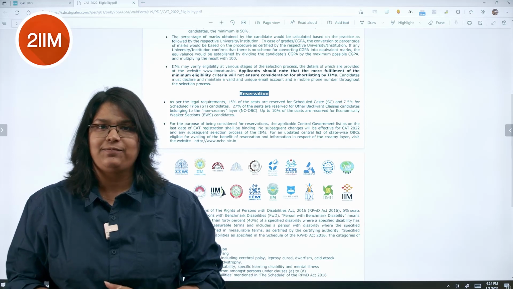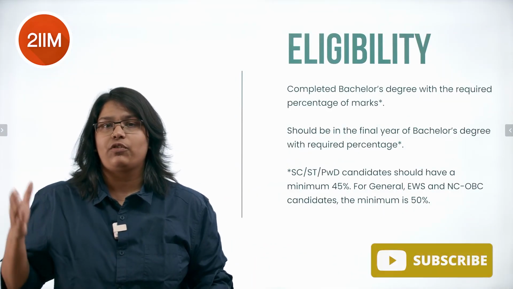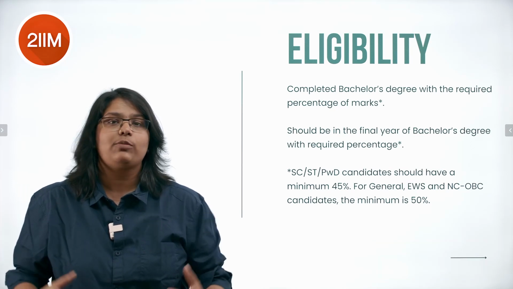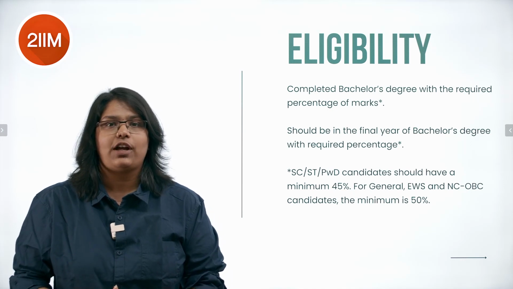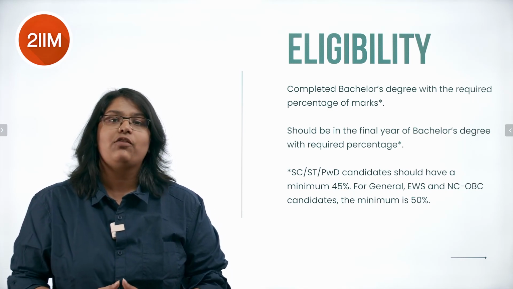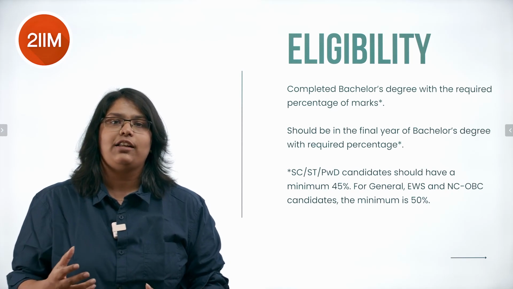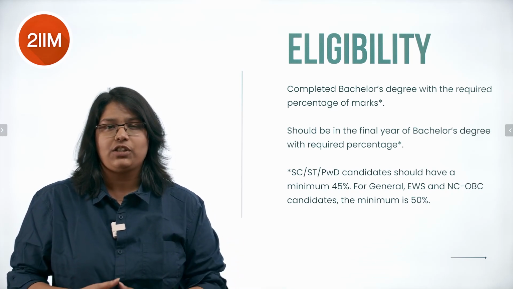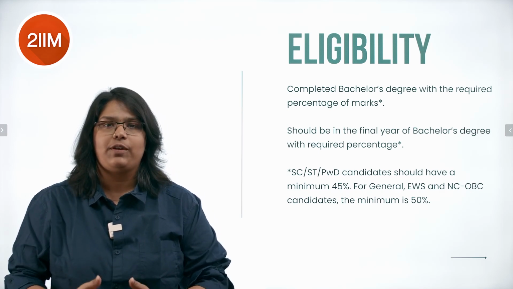Let's get started. Now we will be going through a few important reminders to keep in mind for each different person of different categories. We'll start off with the eligibility criteria. As you're aware, you need your 10th score and your 12th score. In addition to that, you require your UG scores. If you're in your final year of the UG, that is absolutely fine. There are different minimum eligibility criteria for SESD and PWD, which is 45%, and for the general, EWS and NCOBC category, it is 50%.